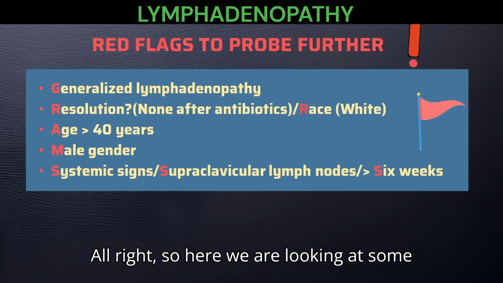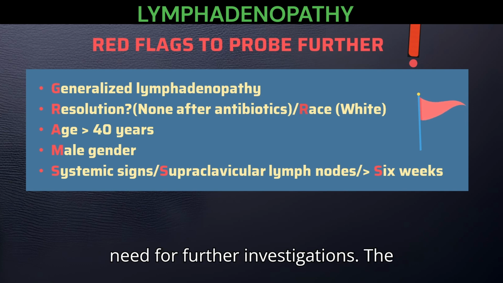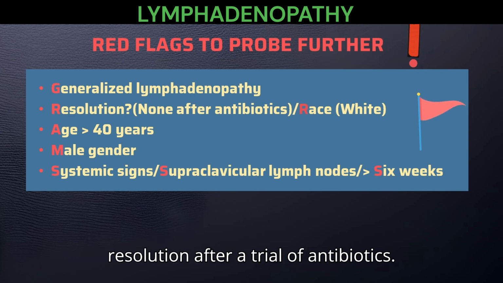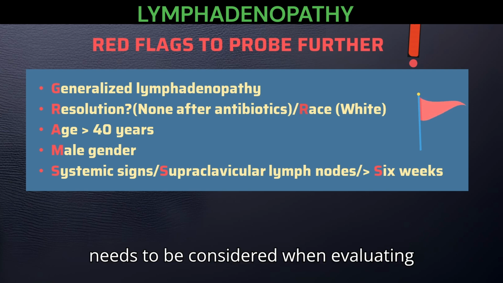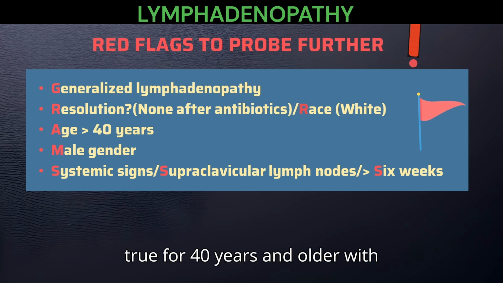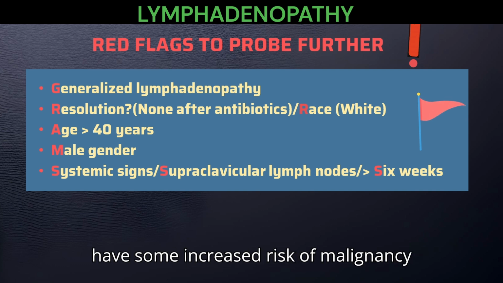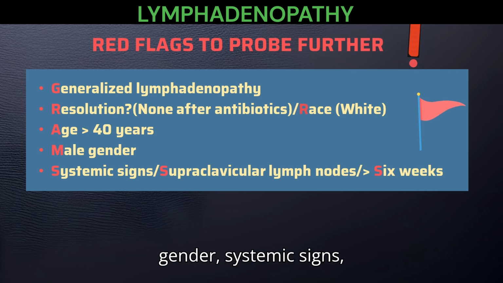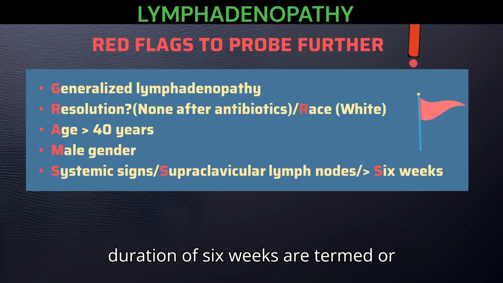All right, so here we are looking at some red flag signs that may necessitate further investigations. The generalized lymphadenopathy, no resolution after a trial of antibiotics. Age is a crucial factor that needs to be considered when evaluating lymphadenopathy. Particularly, this is true for those 40 years and older with unexplained lymphadenopathy, as this may carry an increased risk of malignancy, warranting careful assessment. Male gender, systemic signs, supraclavicular lymph nodes, and a duration of 6 weeks are termed red flags.